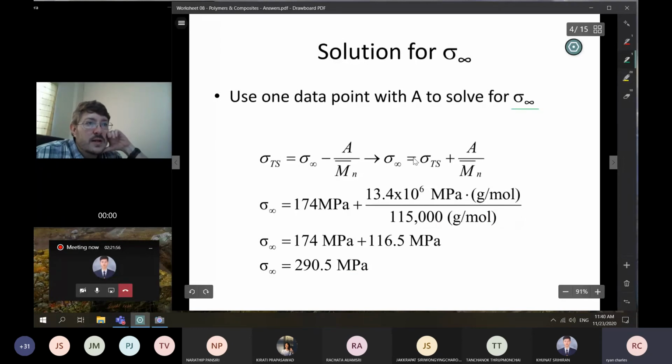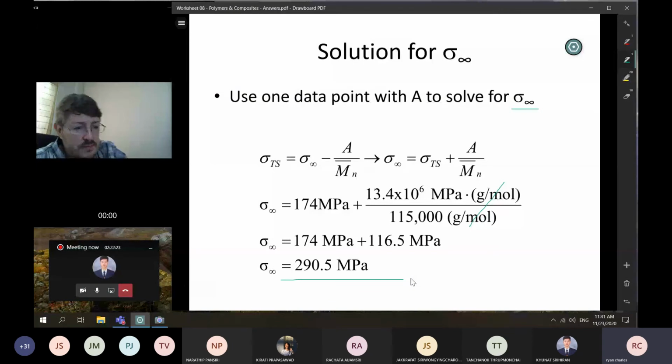All right? So again, here's our equation. Rearrange: sigma infinity is sigma TS plus A over MN. 174 plus 13.4 times 10 to the 6th MPa grams per mole divided by 115,000 grams per mole. Look at that. Those cancel out. 174 plus 116.5, 290.5 MPa. All right, so that's sigma infinity. Or apparently what it's indicating as the maximum tensile strength for infinite molecular weight, which does not sound terribly realistic.